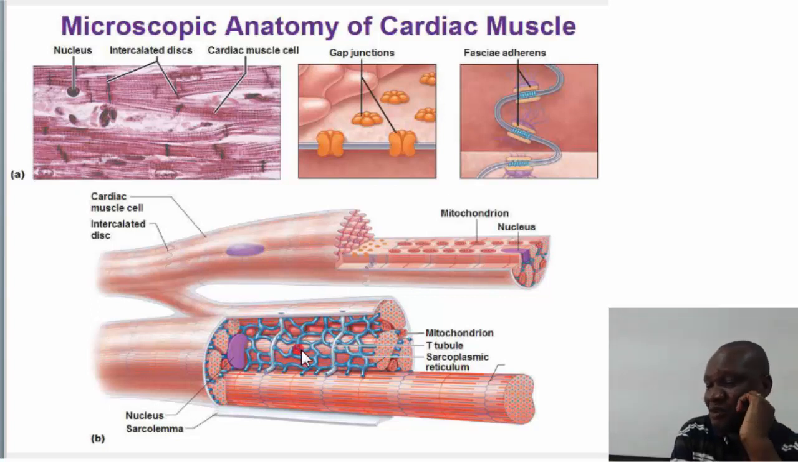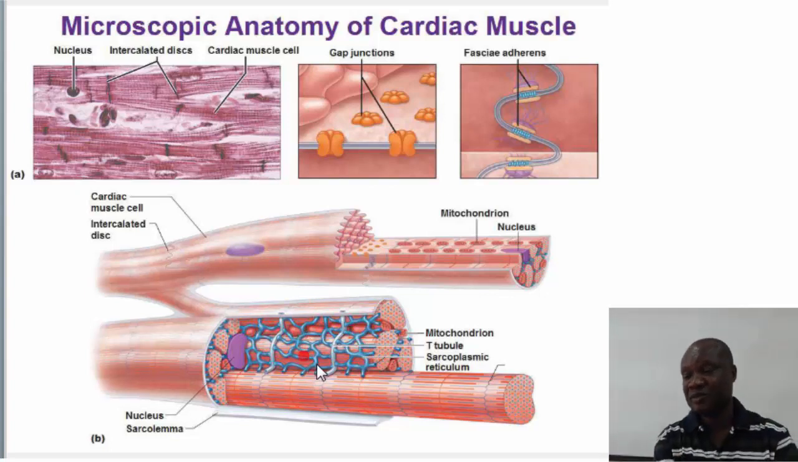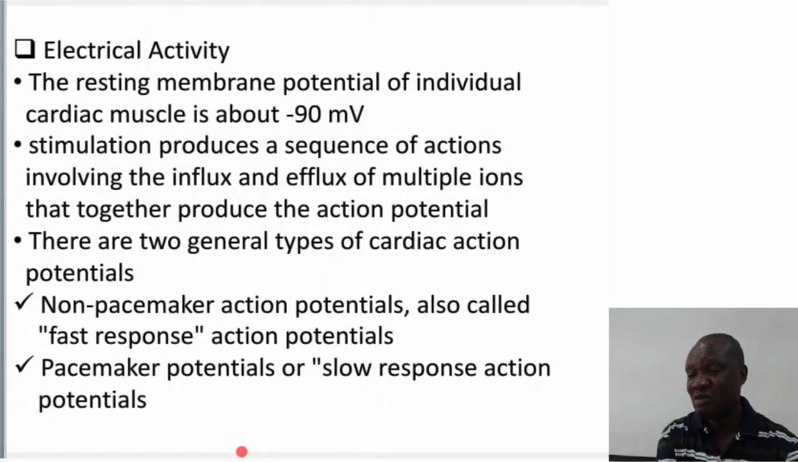Now, they have the T-tubules, which are the tubes that invaginate from the sarcolemma into the cell. And we saw that the T-tubules are responsible for the conduction of action potential into the cell. They also have sarcoplasmic reticulum, but that is not as prominent as that of the skeletal muscle. They are innervated by the autonomic nervous system, not the somatic motor system.